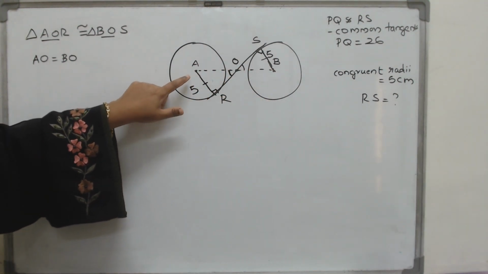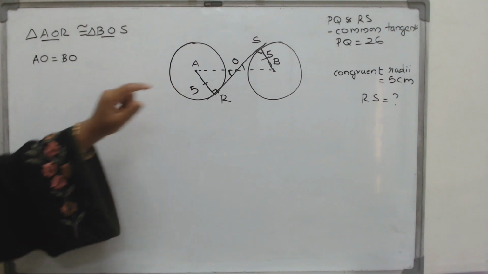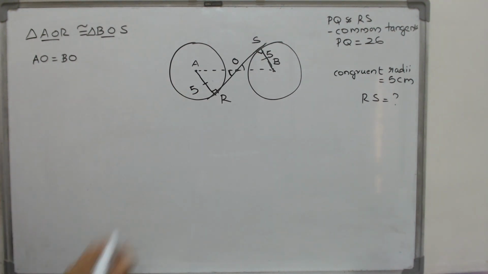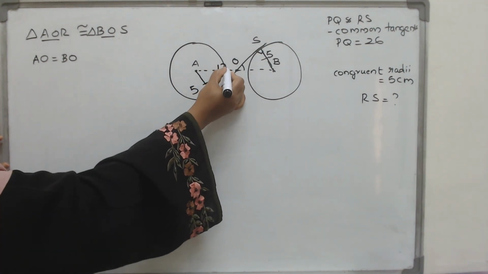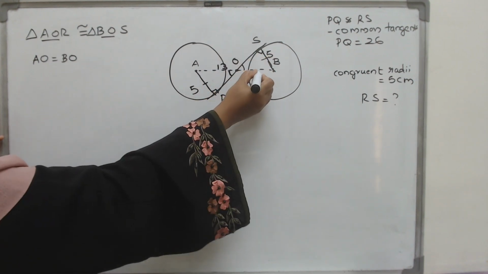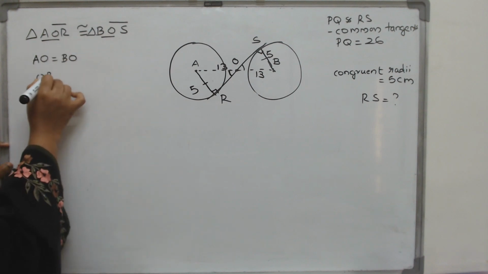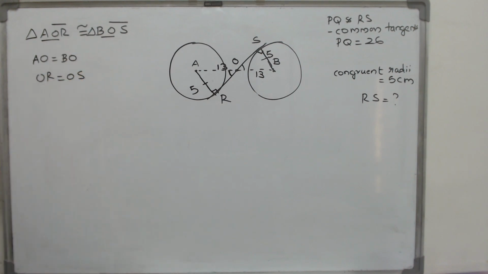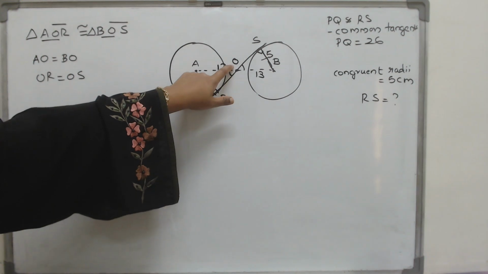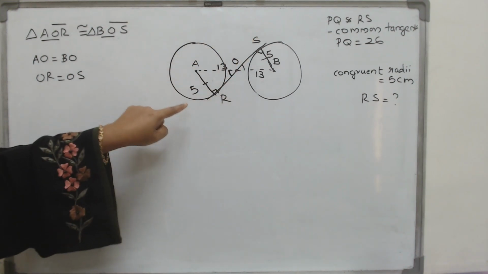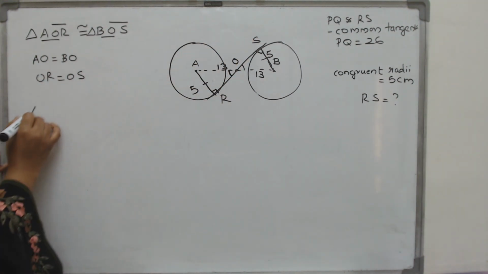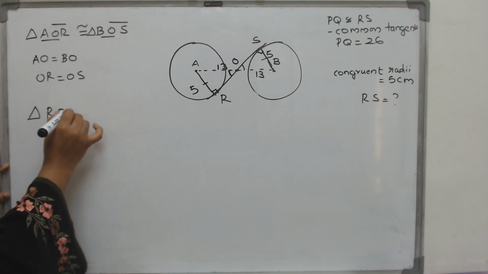But what did we find? AB was 26 centimeters. We already know that. So we have a 13 here and a 13 there. Then what? OR and OS are also equal to one another, which means this O is also the midpoint of RS.